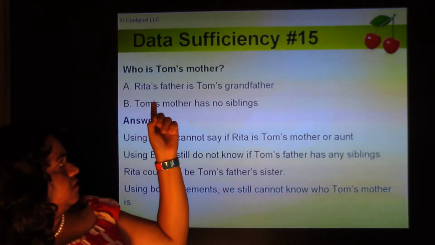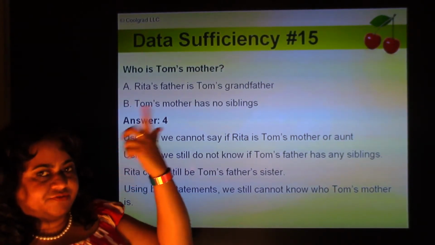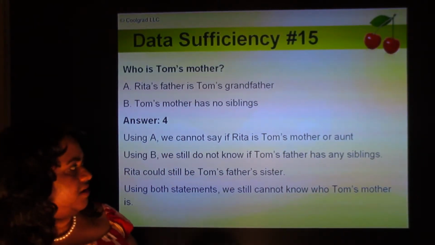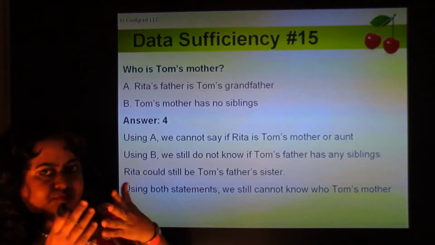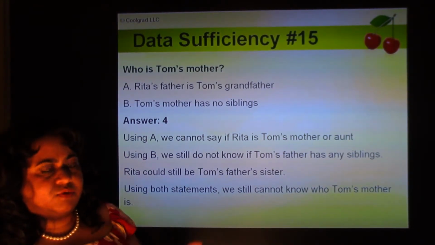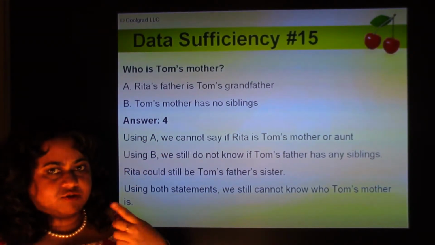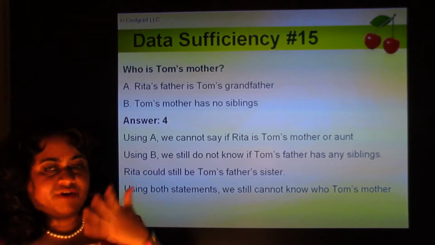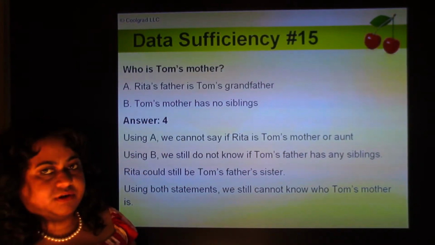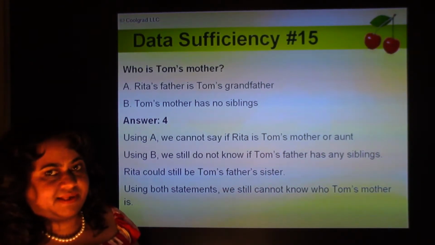So Rita could be Tom's mother and Rita's father would be Tom's grandfather. That's one option. But what if Rita is Tom's aunt? What if Rita is Tom's mother's sister? Even then Rita's father would still be Tom's grandfather. And what if Rita was Tom's father's sister? Her father would still be Tom's grandfather. So we cannot say that Rita is Tom's mother using statement A alone. So she could be either his mother or an aunt. That much we can say.